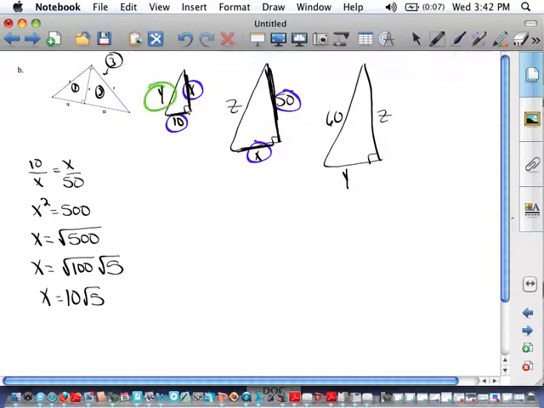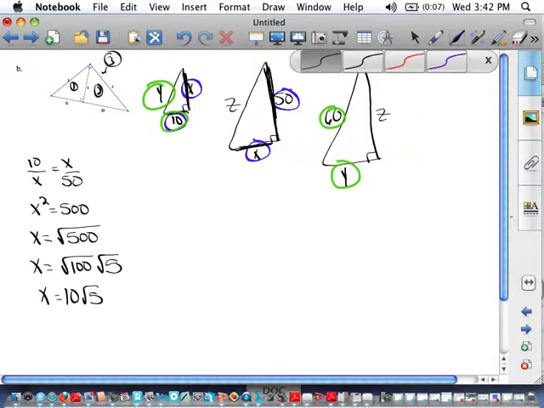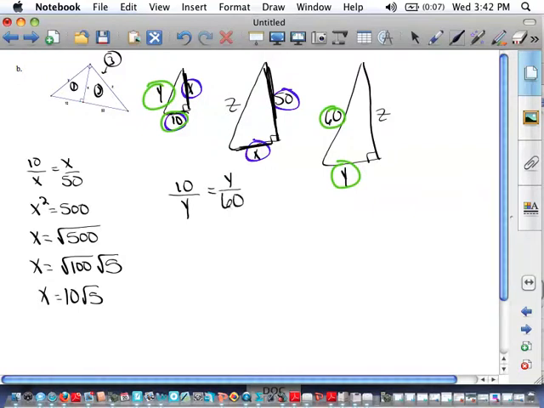Next, you want to find y. So you have y's here. They represent the hypotenuse and the short leg. So we're going to set up our proportion using the hypotenuse and the short leg. The short leg, 10, is to the short leg y, as the hypotenuse y is to the hypotenuse 60. Cross multiply, you get y squared equals 600. So y equals the square root of 600. Y equals the square root of 100 times the square root of 6. So y is equal to 10 root 6.